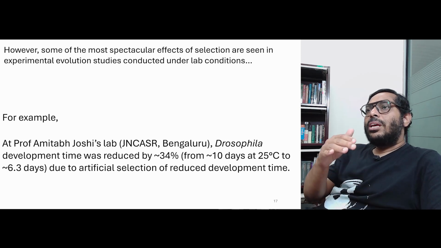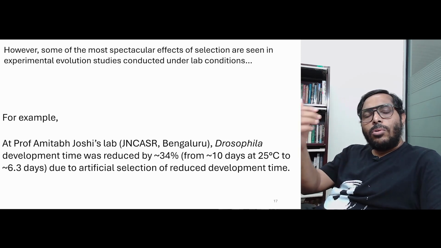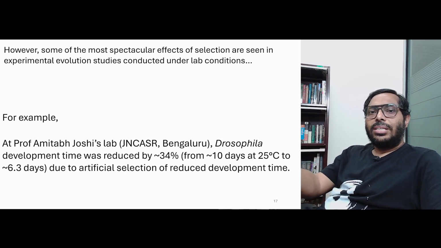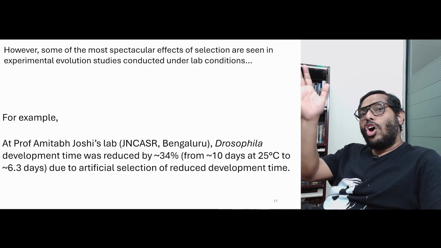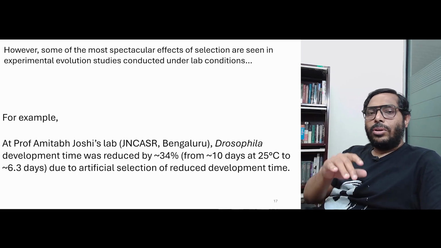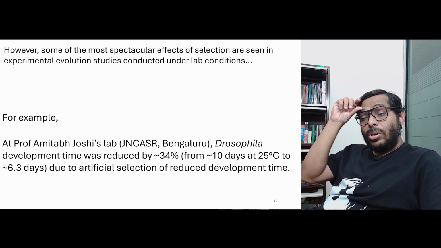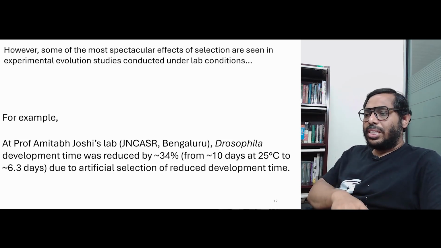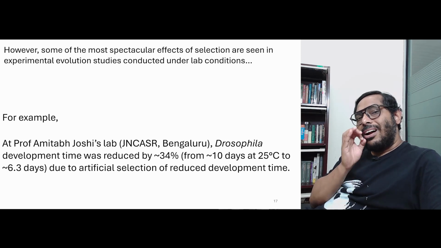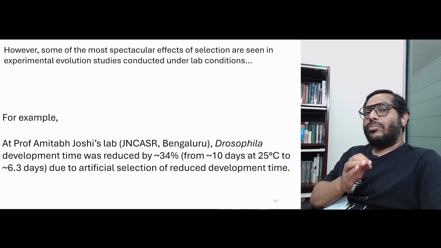So obviously in order to contribute their genes to the next generation, these flies had to be in the top 10% developers in their population, and this process continued over some hundreds of generations. Today it has led to a reduction of 34% in the development time.